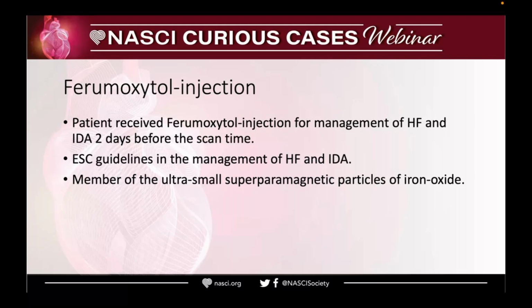The peak of disruption of the MR signal will be 1 to 2 days after the injection of that dose to treat heart failure or iron deficiency anemia, and usually it lasts for 3 months. And usually an MR within 4 weeks after the injection will be a little bit disrupted. Just be aware of that injection and how it affects our cardiac MRI.